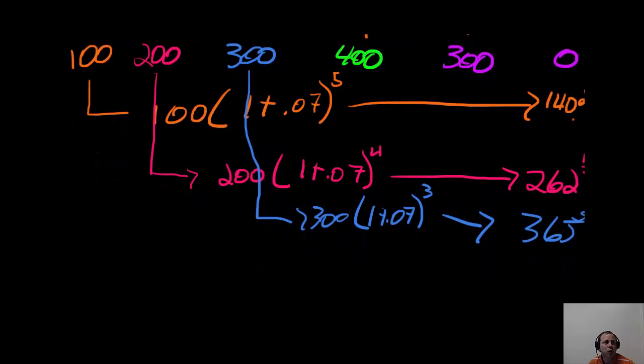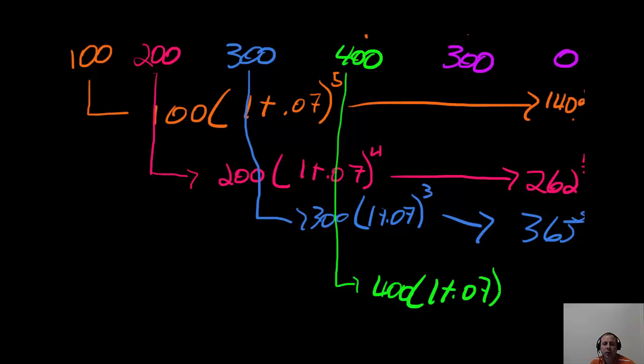We can continue this process. Let me do one more, just so that we're all on the same page. So here's the 400. That's going to be 400, 1 plus 0.07 squared, because there's only 2 years, right? 2 years left.